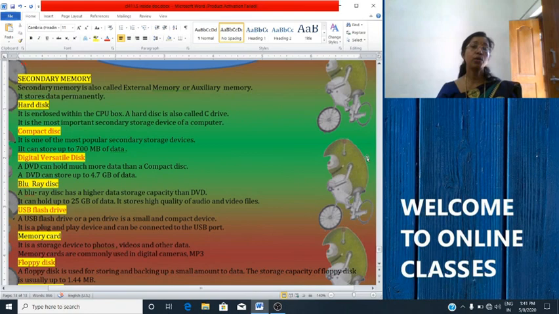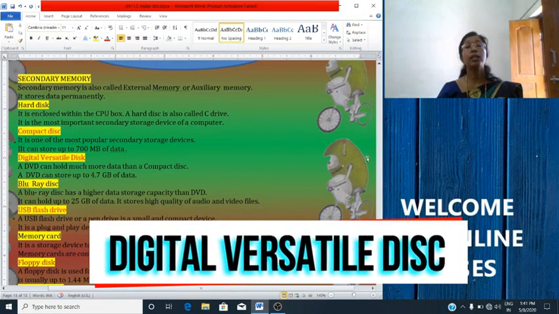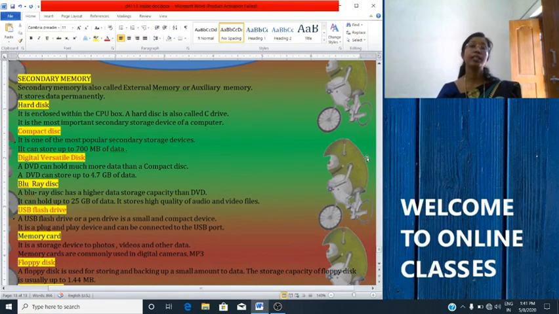Then we studied about DVD, digital versatile disk. A DVD can store much more data than a CD. Its storage capacity is 4.7 GB. It is also used for storing high quality data, movies, songs, etc.